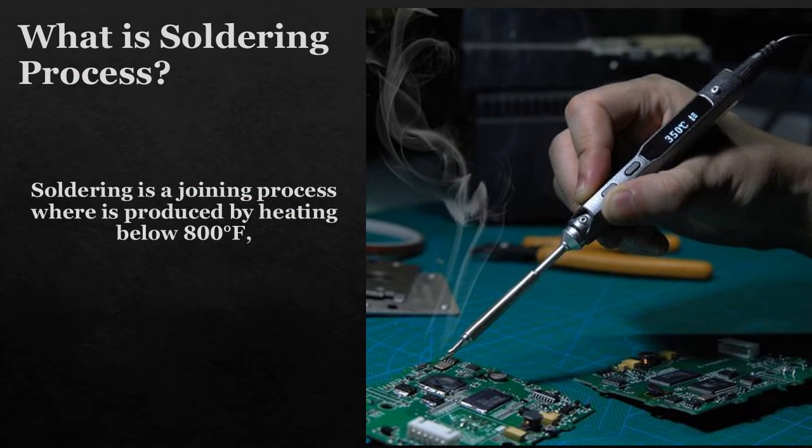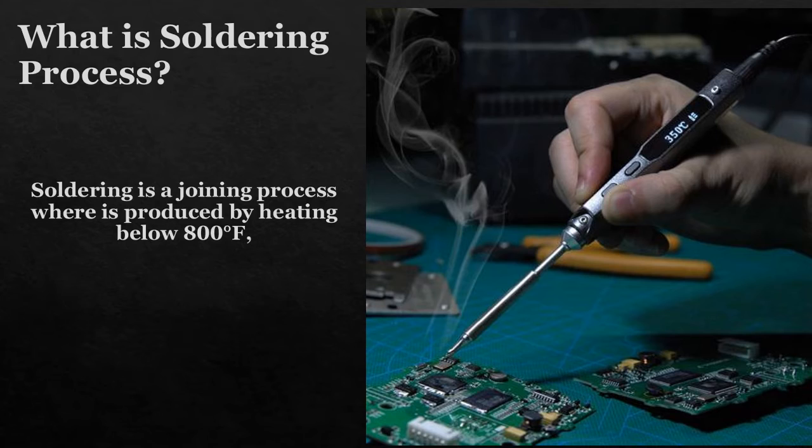What actually is a soldering process? A soldering process is a joining process produced by heating below 800 Fahrenheit. This process uses a non-ferrous filler material with a melting point below that of the base metal. The metals to be joined dictate the flux, solder, and heating methods to be used. Base materials are selected by specific properties such as electrical conductivity, weight, and corrosion resistance.